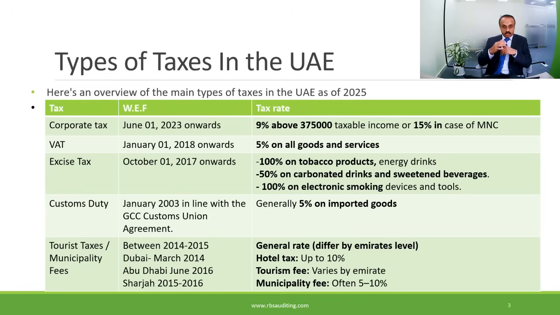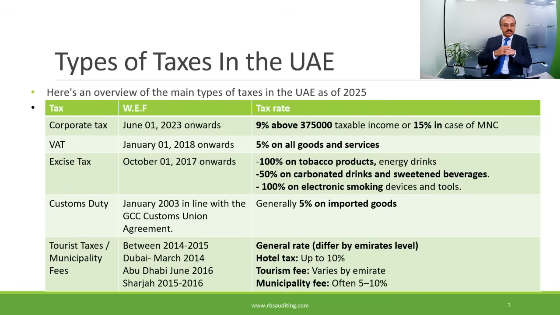Excise tax, from October 1st, 2017 onwards, is applicable at 100% on tobacco products and energy drinks, 50% on carbonated drinks and sweetened beverages, and 100% on electronic smoking devices and tools. The next one is customs duty, based on the GCC Customs Union Agreement of January 2003. It is 5% customs duty on all imported goods.